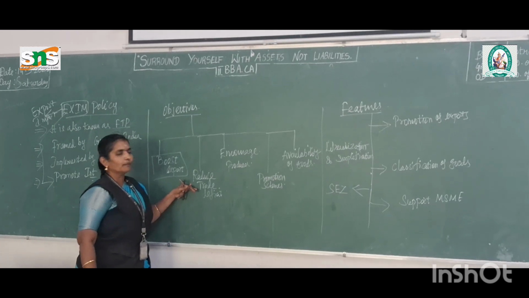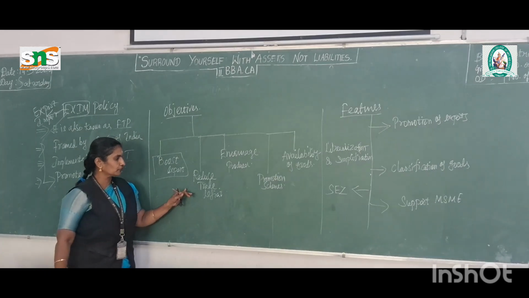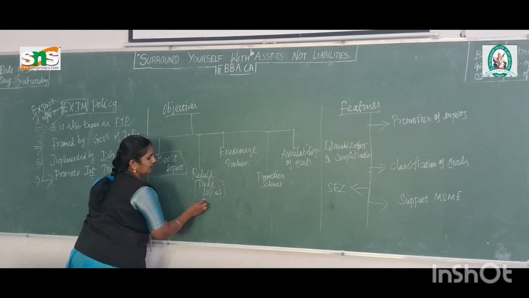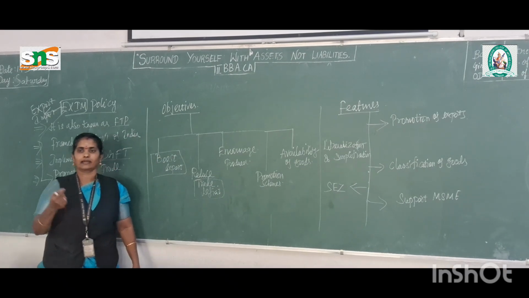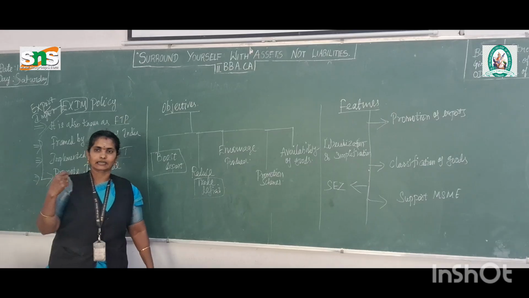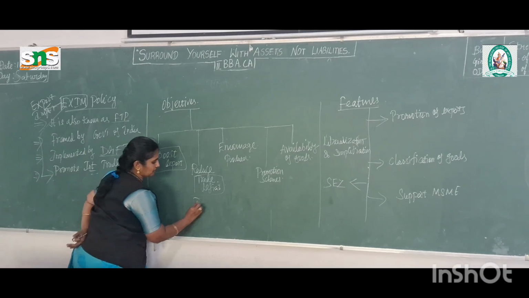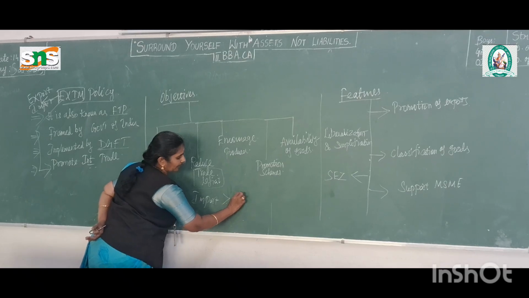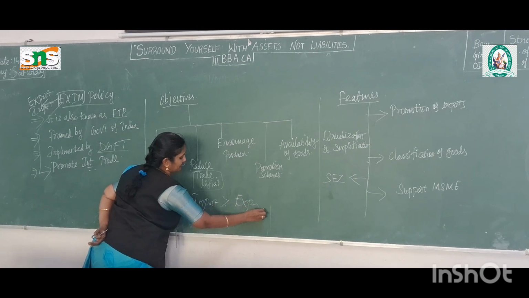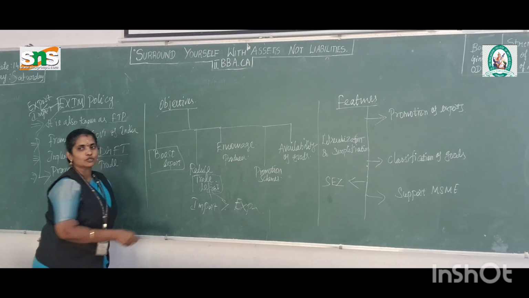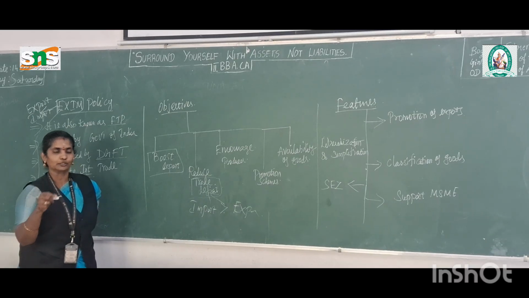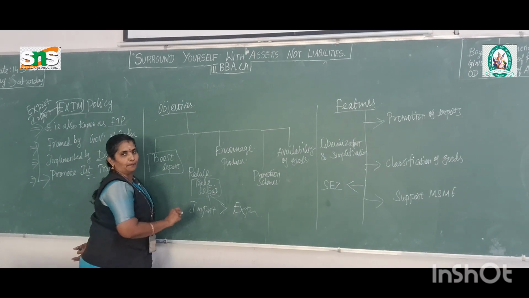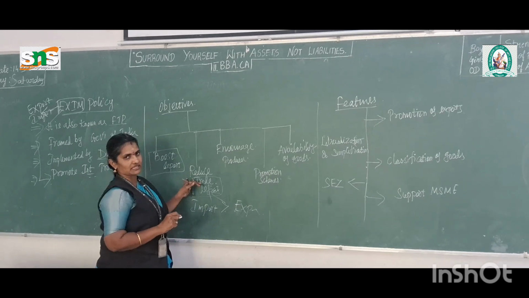Then the second motive is to try to reduce the trade deficit. Trade deficit is when a person or a country calculates imports and exports, and the import is greater than the export. At that time it is called a trade deficit. So the EXIM policy tries to reduce the trade deficit by increasing exports compared to imports. That is the point they focus on here.